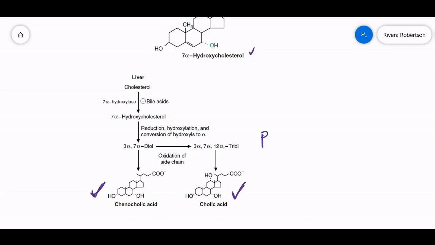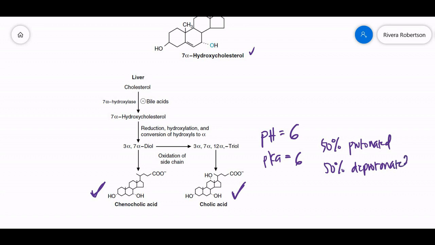Now, the pH of the intestinal lumen is 6 and the pK values of these bile acids equal 6. Hence, at any given time, 50% of the bile acids exist in the protonated form and 50% exist as deprotonated. Now, this deprotonated form is the precursor of your bile salts.